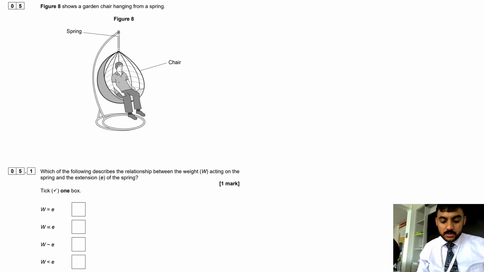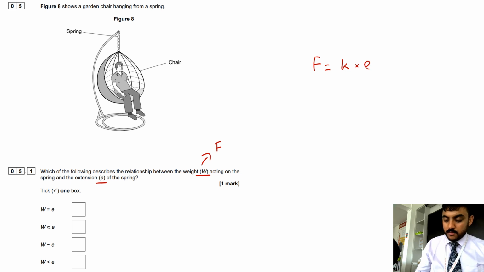The figure 8 shows a garden chair hanging from a spring. Which of the following describes the relationship between weight acting on the spring and the extension of the spring? Weight and extension are directly proportional to each other, because weight is the force that is acting on the spring, and force is equal to spring constant times extension. Therefore, we know that force and extension are directly proportional, and this is the symbol, so here it is.